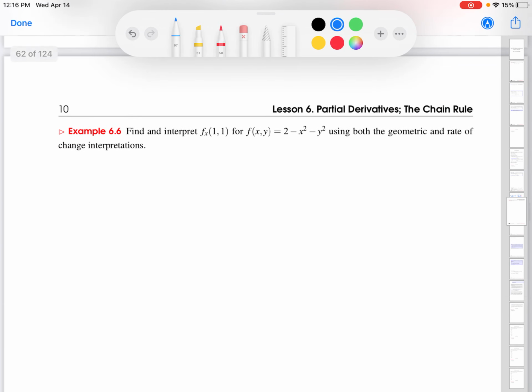Great, so let me move on to this example. One thing I'm going to change here, I'm going to put a 4 here, so I'll update that. You'll see that update in the printed PDF notes on the website. The reason I'm going to do that is just to make it a little easier for us to interpret and visualize things. So the first thing we'll do is find fx of (1, 1) for this function, and then interpret it using the two interpretations we just talked about. So the first part I'm going to do is find, and we will interpret. So I'm finding a partial with respect to x at a point.